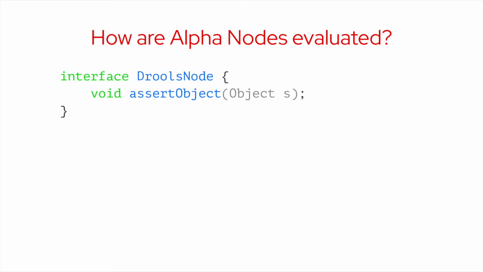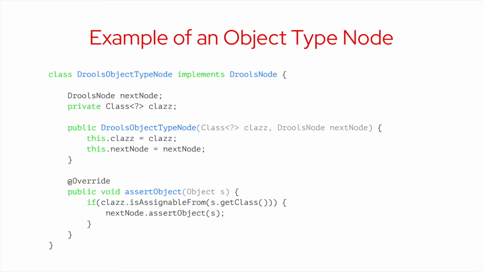If we want to code this in a simple way, we might think of a common interface for Drools nodes. This interface will have the method that we need to propagate among nodes to evaluate the Rete. In this case, it's called assertObject. Each node will implement this method in a different fashion.